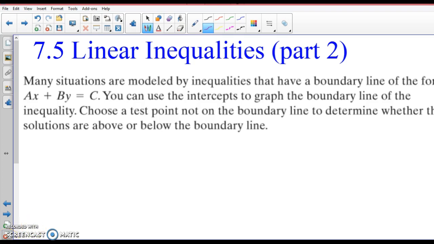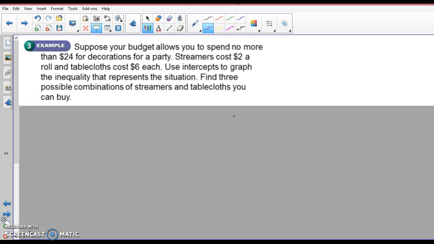All right, we are talking about lesson 7.5. This is our second day, linear inequalities, part 2. Many situations are modeled by inequalities that have a boundary line of the form ax plus by equals c. That is standard form. You can use your x and y intercepts to graph that boundary line, and then choose a test point not on the boundary line to determine whether the solutions are above or below. It's really the same exact thing that we did on Friday, but it is in standard form.